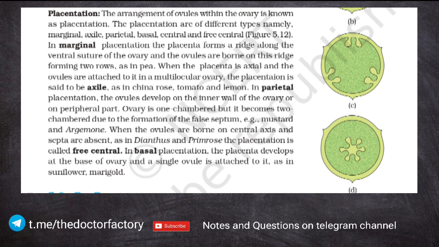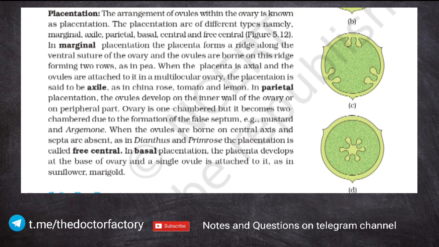In marginal placentation, the placenta forms a ridge along the ventral suture of the ovary and the ovules are borne on this ridge, forming 2 rows as in pea. When the placenta is axial and the ovules are attached to it in a multilocular ovary, the placentation is said to be axial, as in China rose, tomato and lemon.